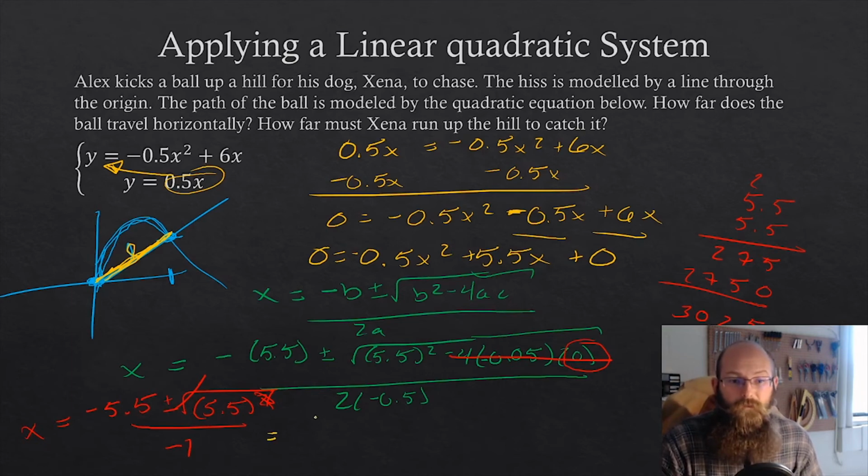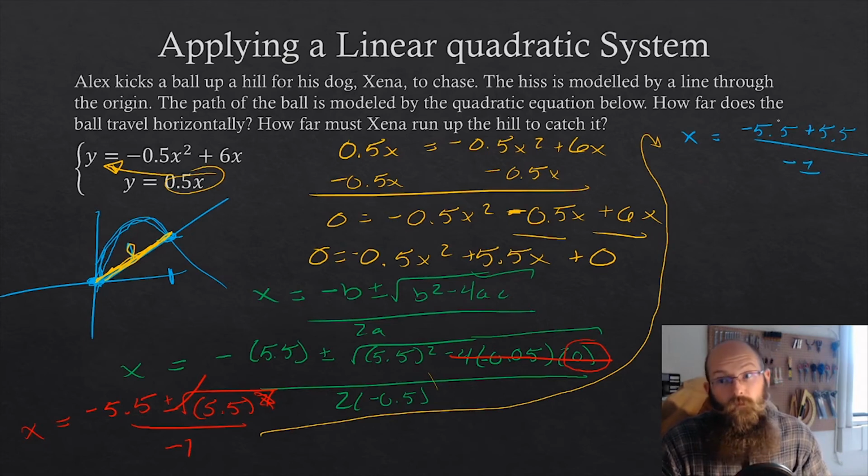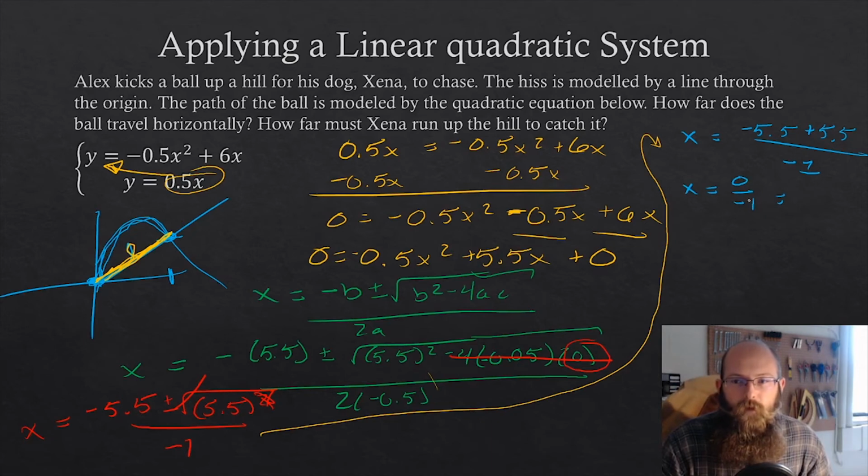I'm going to split this up into my two cases. Actually, let me clear some space and we'll do this a little bit neater. All right, so I'm going to do it up here. So I've got x equals negative 5.5 plus 5.5 over negative 1. Well, negative 5.5 plus 5.5, folks, that is 0 over negative 1, which is, yeah, it's 0. It's not undefined, because I'm allowed to take 0 cookies and split them up into one group. They're just in that one group. So 0, nice and easy.